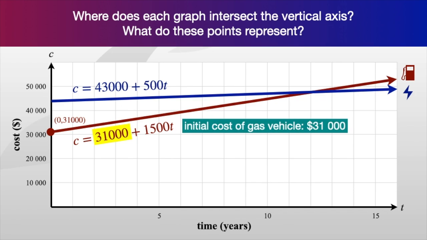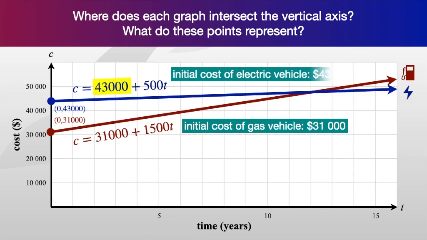Similarly, the blue line intersects the vertical axis at (0, 43,000). That is, the initial cost of the electric vehicle is $43,000. Notice that the initial cost of an electric vehicle is greater than the sticker price of a gas vehicle.